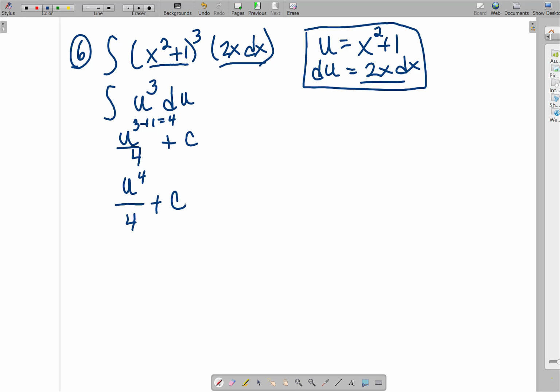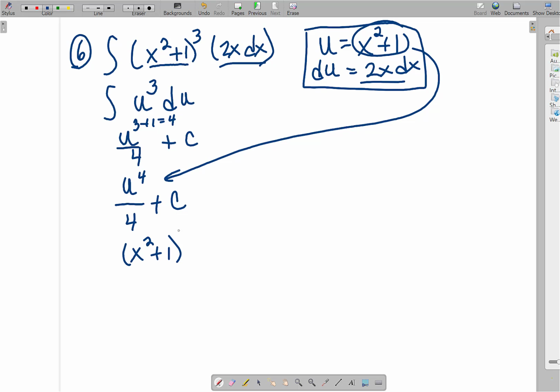To finish the problem, you have to substitute what u equals back into this problem. So we would have (x squared plus 1) to the 4th over 4 plus c. And that is how you take the antiderivative of a problem that's a little bit more complex.